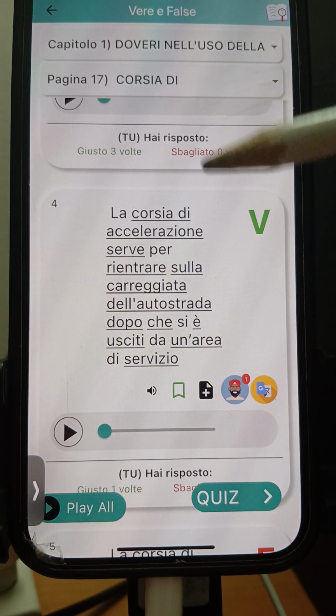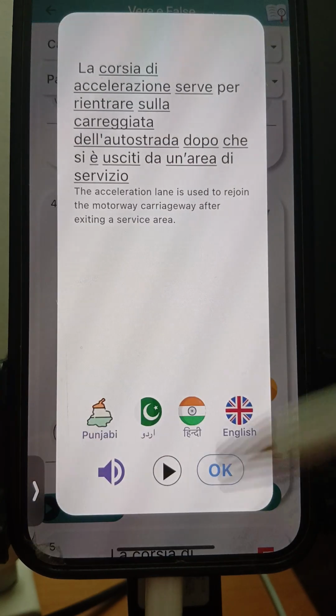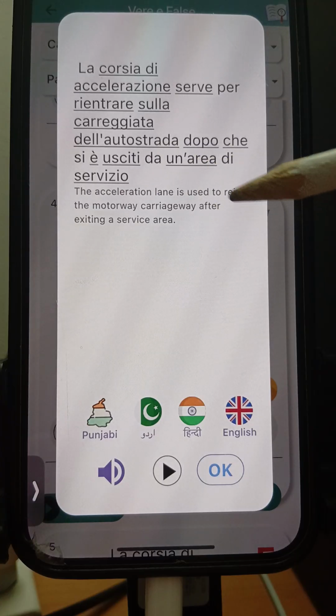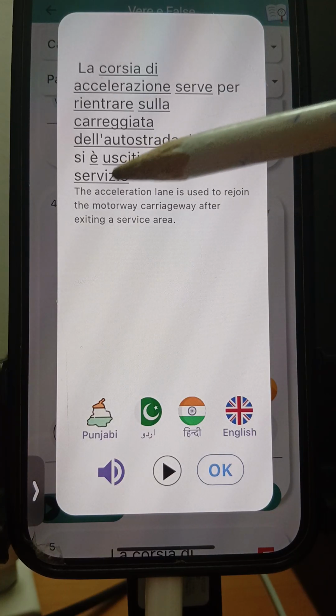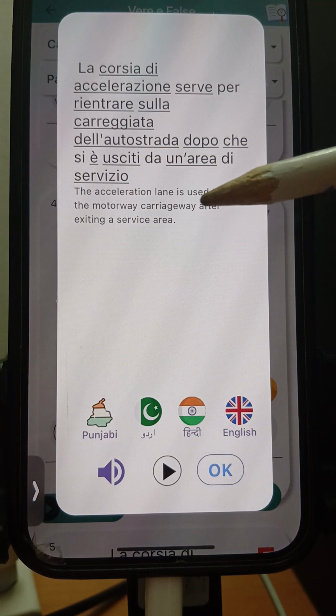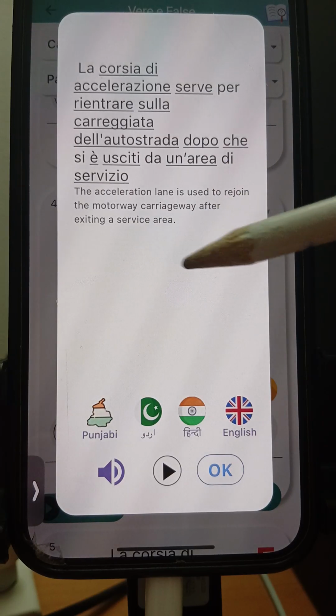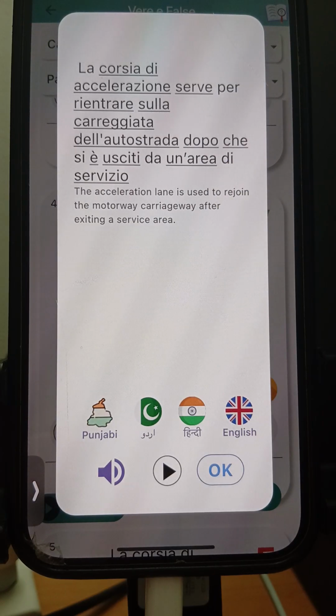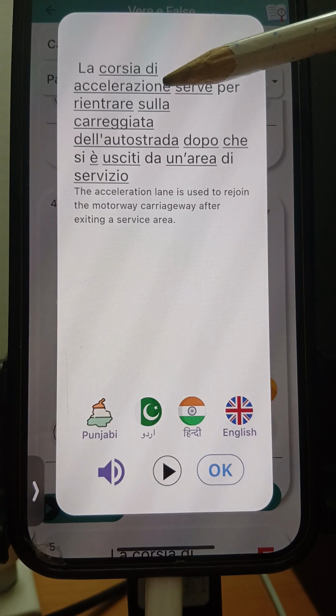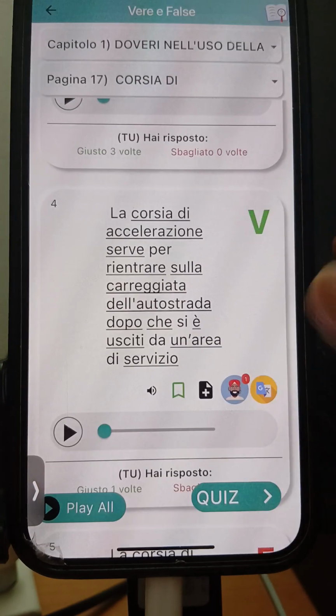Now I will read it again in English this time around. It said the acceleration lane is used to rejoin the motorway carriageway after exiting a service area. After you have gone out of a service area, what will you now use to enter autostrada is what we call corsia di accelerazione.